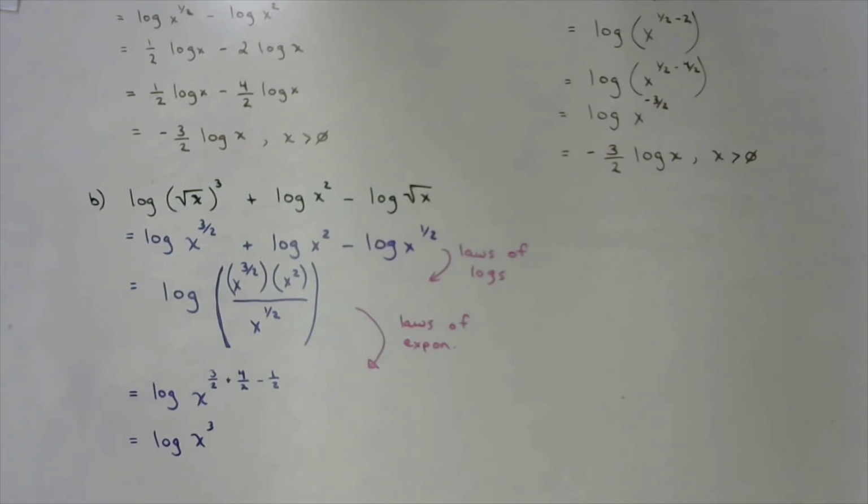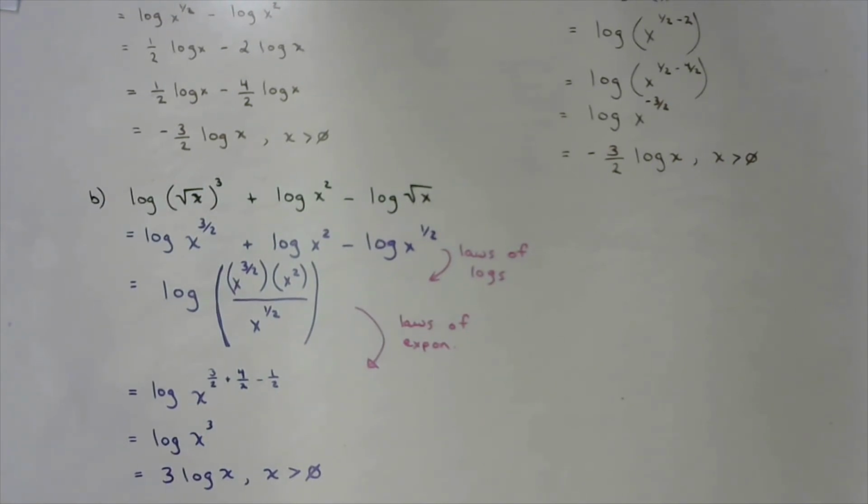Is that as fully simplified as we can do? We got one more step, right? Power law of logarithms says we can rewrite this as 3 times the log of x. The only variable here is x, so x must be greater than 0. Done. Good, good.